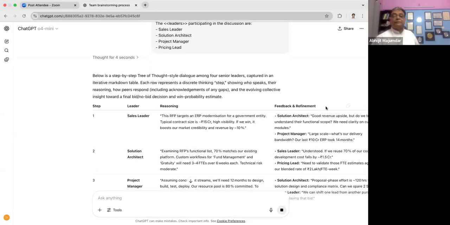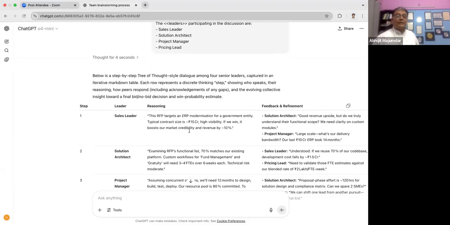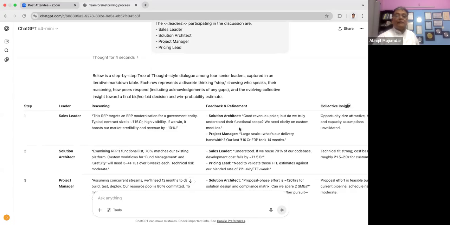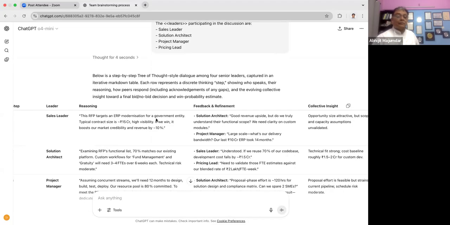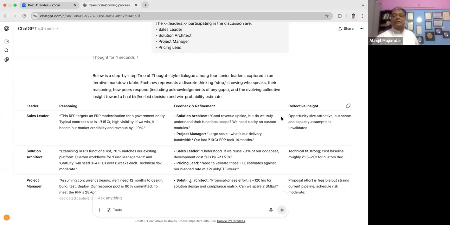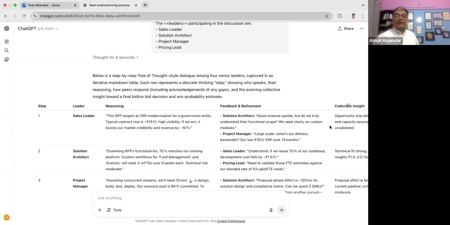So you can see here, maybe the first thing is the sales leader is saying this RFP target, this is the reasoning he is providing. The solution architect says, good feedback, good revenue, but do we truly understand the functional scope? We need clarity on the custom module. Project manager: large scale, what is our delivery bandwidth? Our last 10 CRs took 14 months. Okay. What is the collective insight? Together they decide the opportunity size is attractive, but scope and capacity assumptions are unvalidated.